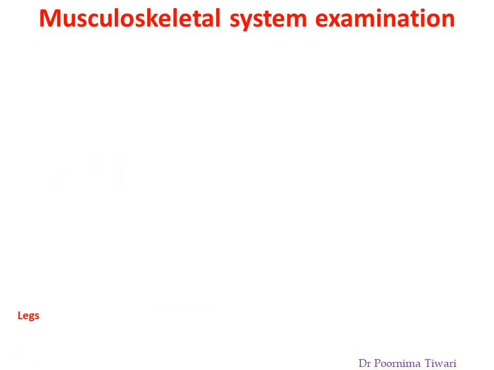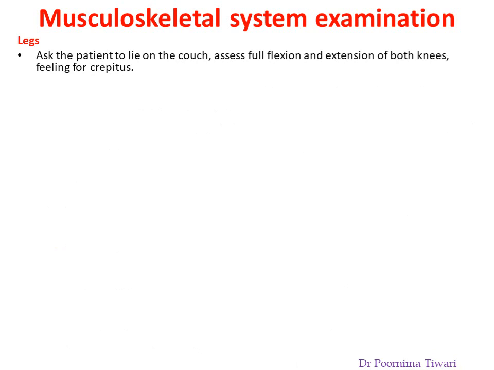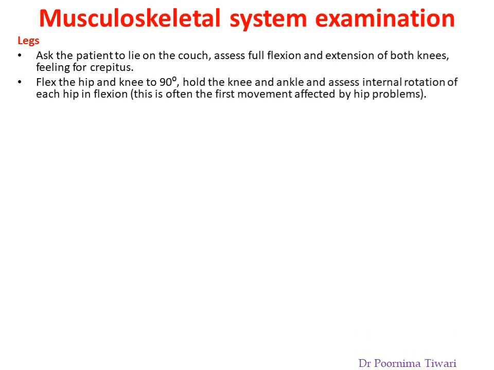Then examine the legs. Ask the patient to lie down on the couch, assess full flexion of both the knees as well as extension of both the knees. Feel for any crepitus present in knee joints. Flex the hip and knee to 90 degrees each. By holding the knee and ankle, assess the internal rotation of each hip in flexion. Perform a patellar tap to look for any knee effusion.